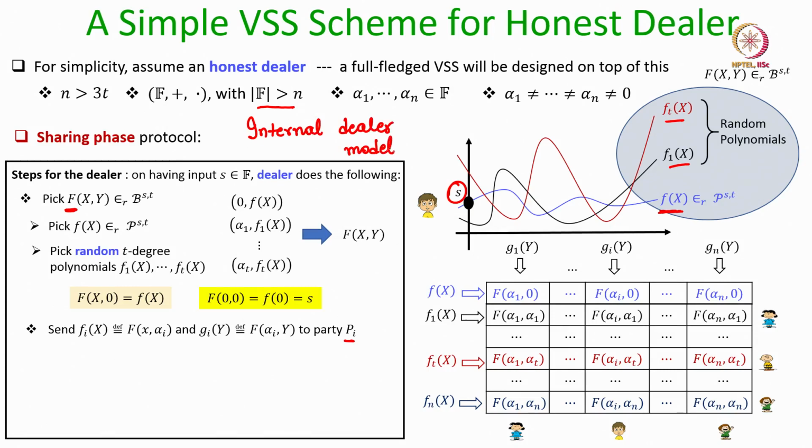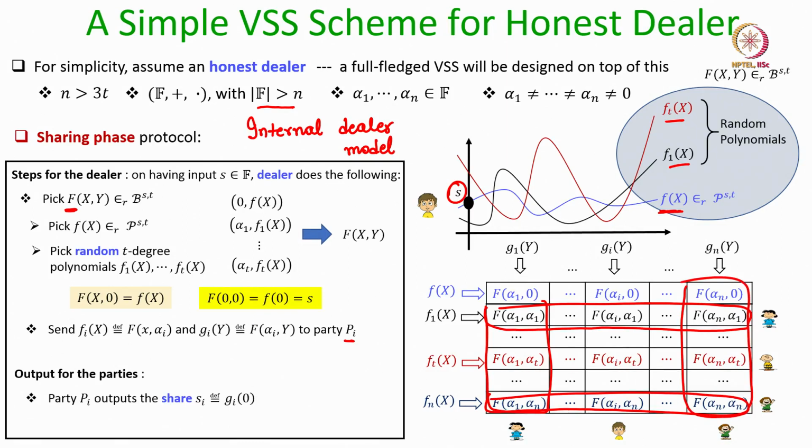So, the dealer will also keep one share for itself, depending upon the index of the dealer. Say, for instance, if the dealer is the ith party, then it will keep the ith row and ith column polynomial with itself. The first row and first column polynomial will be given to the first party as its share, and the nth row and nth column will be given as the share to the nth party. That is the sharing phase protocol.